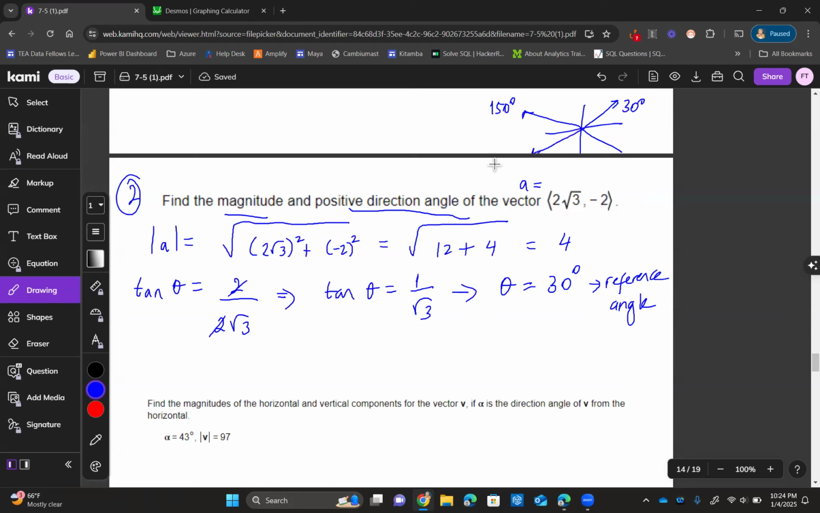Then it becomes 210 in the third quadrant because 210 minus 180 is 30 degrees. However, it will become 330 degrees in quadrant 4 because 360 minus 330 still gives me the 30 degrees. In this case, the answer I'm looking for is 330 degrees because this given vector has a positive x value and negative y value, and that's only possible in quadrant 4.